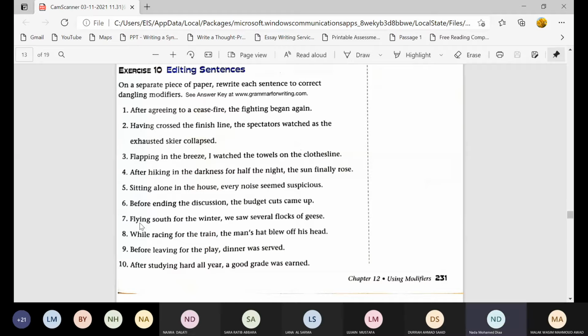Kadra, Layan Fadl. Okay, Jude. Yes, miss. Flying south for the winter, we saw several flocks of geese. Can I say we saw several flocks of geese flying south for the winter? Yes, because here I have we. So of course flying south for the winter is not modifying we, it is modifying geese. So I have to put it closer to geese. Excellent, dear.